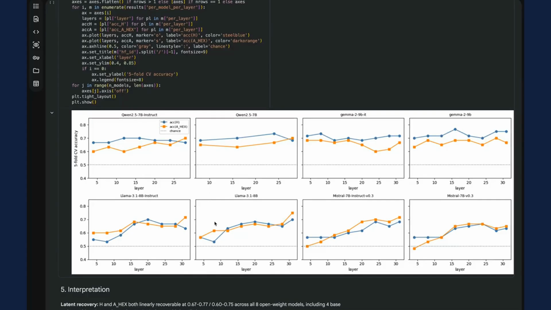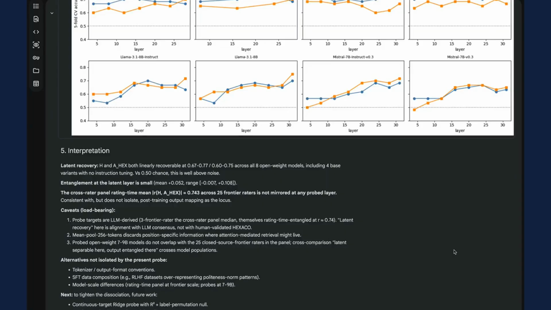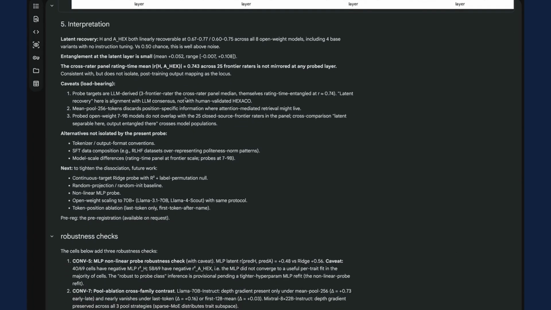Both readings are in the artifacts. So this is consistent with post-training output mapping as the locus, not proof of it. The behavioral falsifier carries the claim. The probe says the story is at least coherent with what is inside the network, and it stress tests that by absolute layer, by relative depth, and with a dense versus mixture of experts contrast.